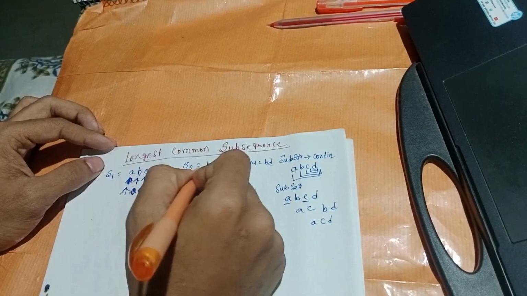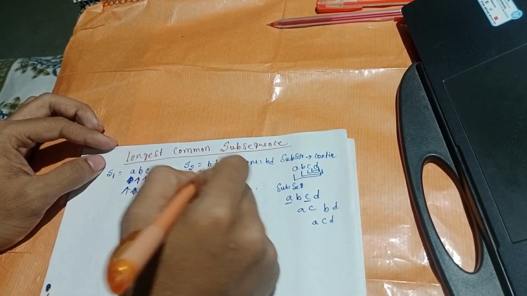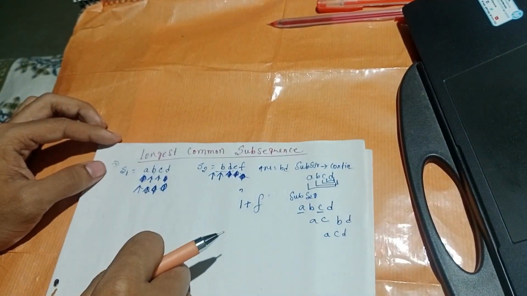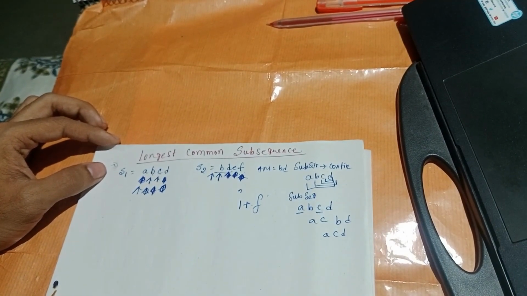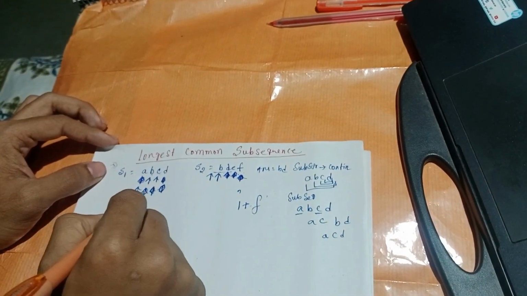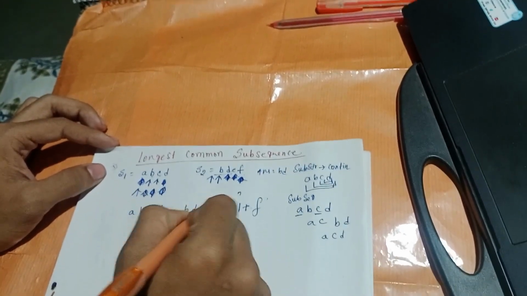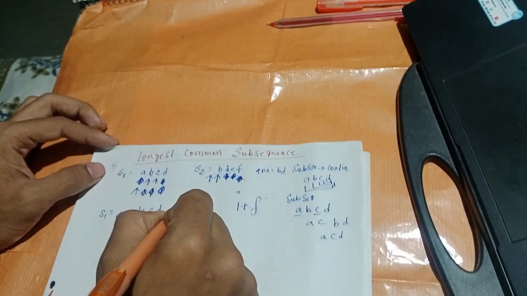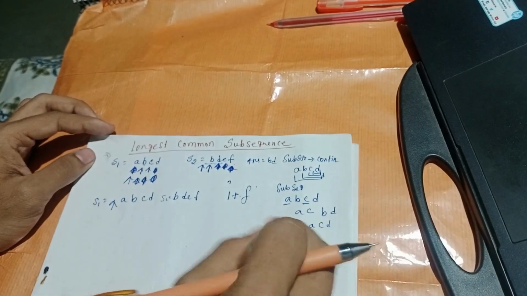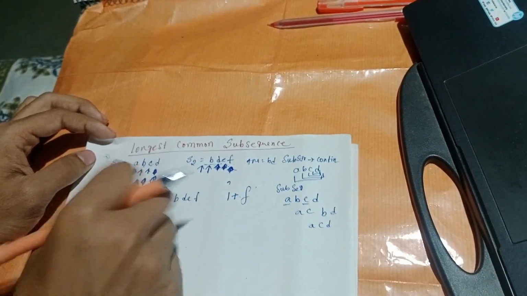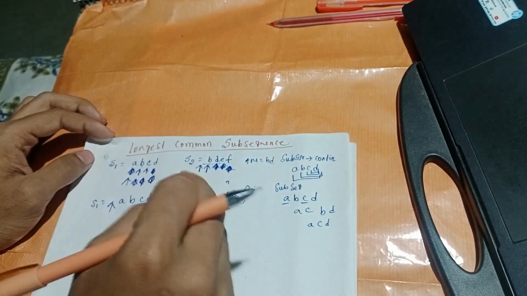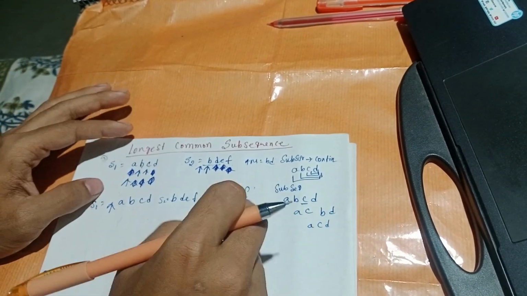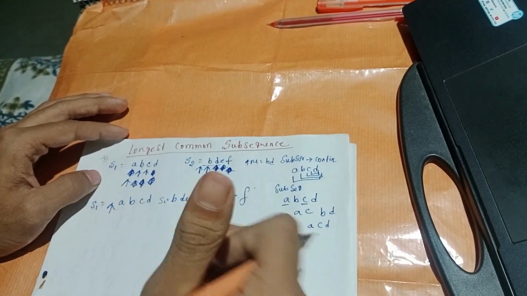Finally, when any string is exhausted, return 0. So let me show you in code. First of all, see the base case. What is my base case? If I have A B C D and B D E F, and if S1 is exhausted or S2 is exhausted, return 0, nothing gives me an answer. I only write the main part which gives me my answer.